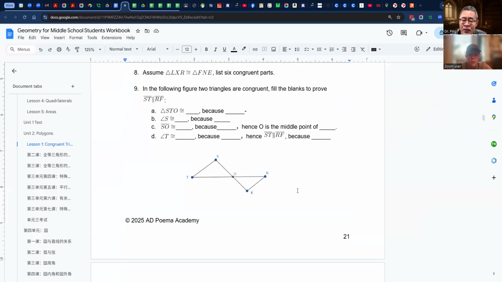Okay, number 9. In the following figure, two triangles are congruent. Fill in the blanks to prove that the line segment ST is parallel to line segment RK. Okay, first of all, triangle STO is congruent to what? Yeah, triangle STO is congruent to what?